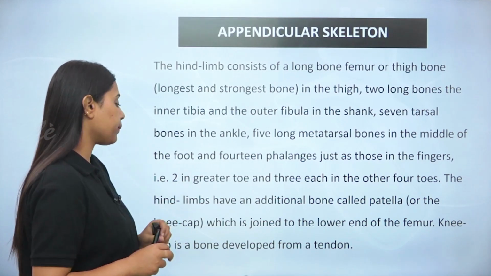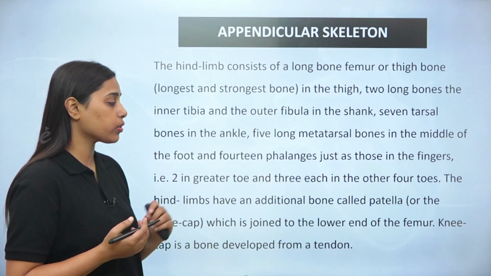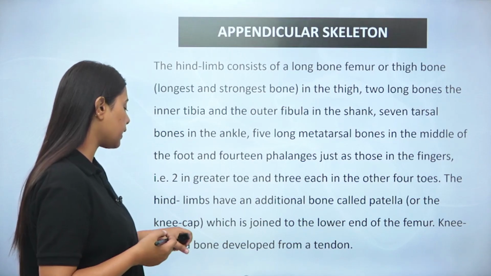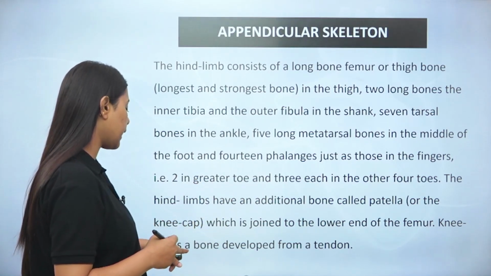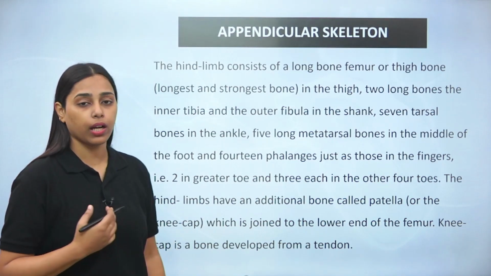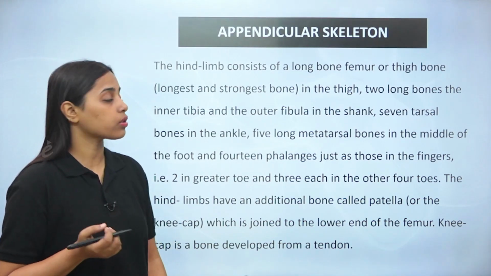The hind limbs have an additional bone, which is known as the patella or the kneecap, which is joined to the lower end of the femur. The kneecap is a bone which is developed from a tendon, that means muscle is also involved here.